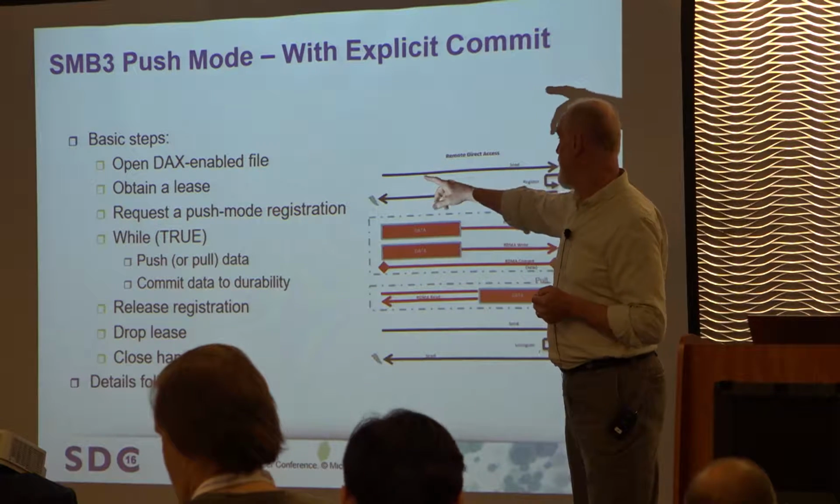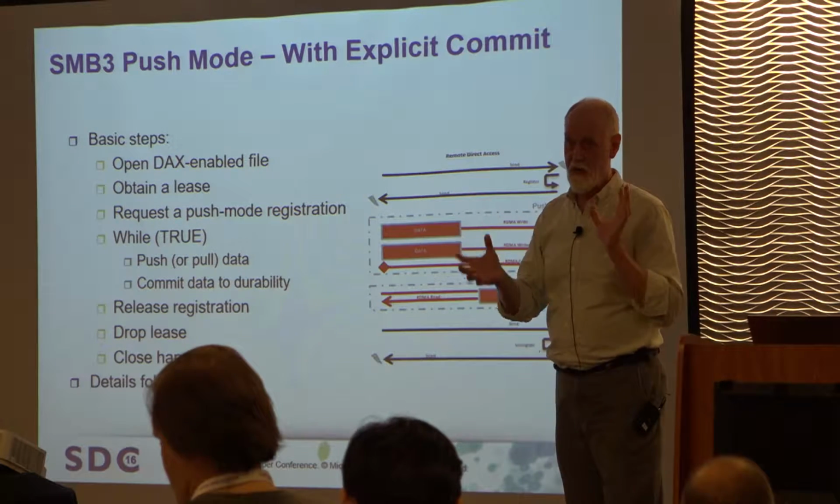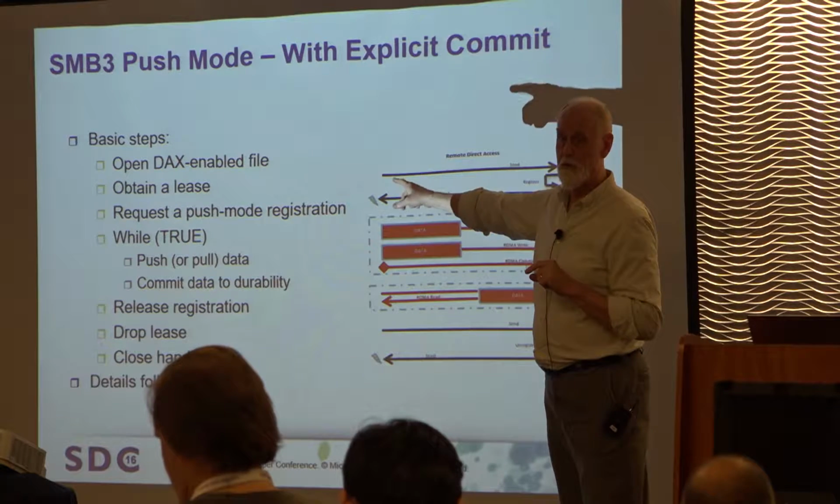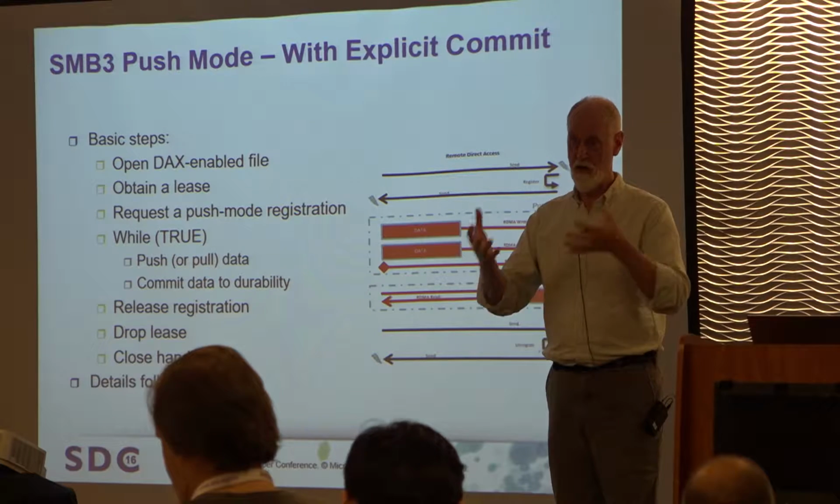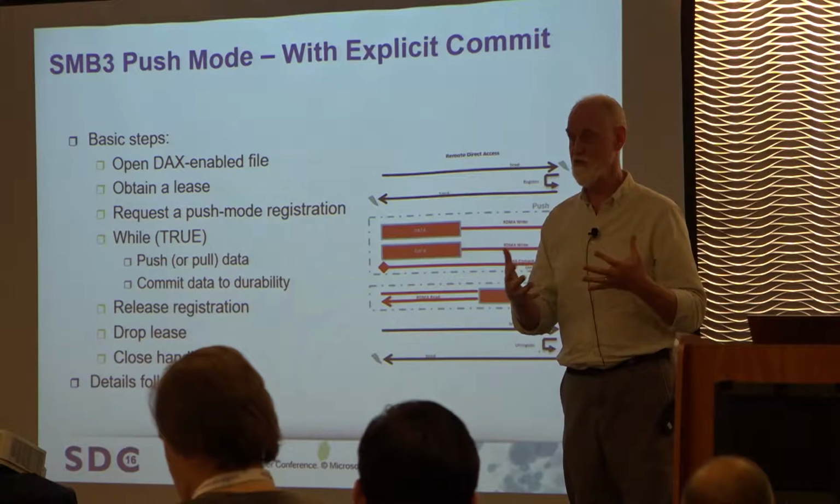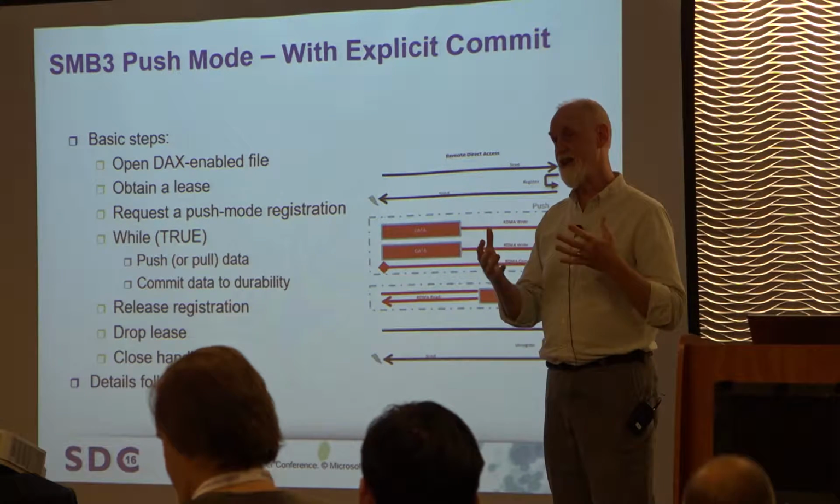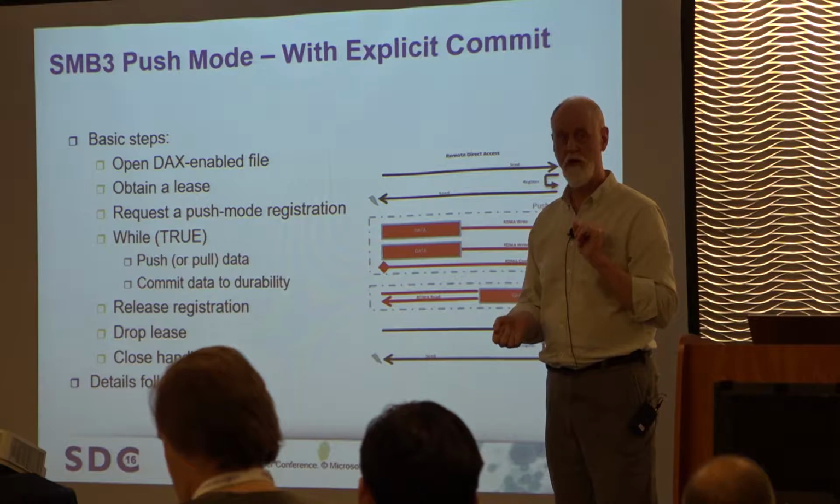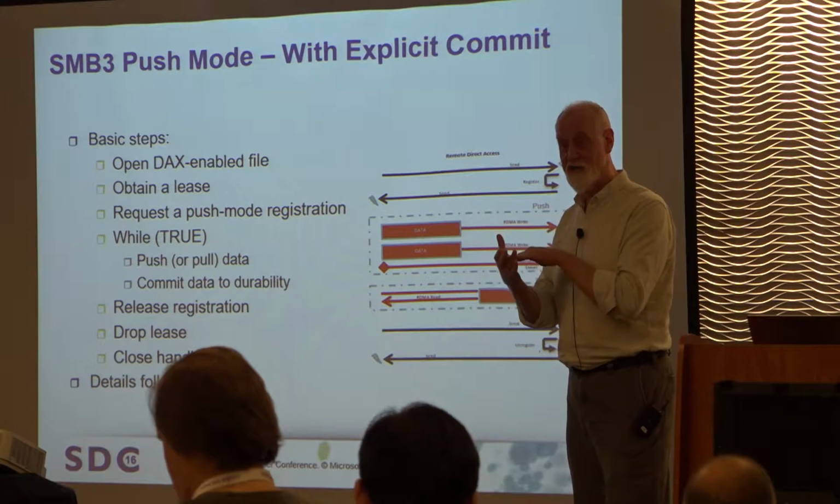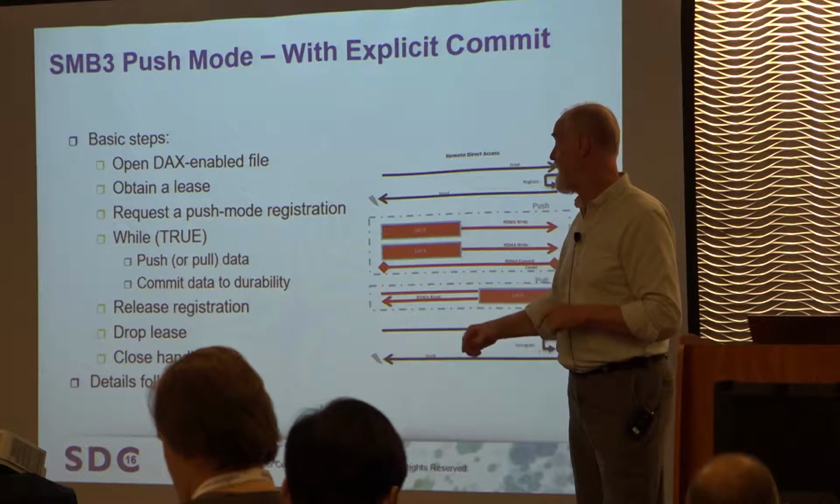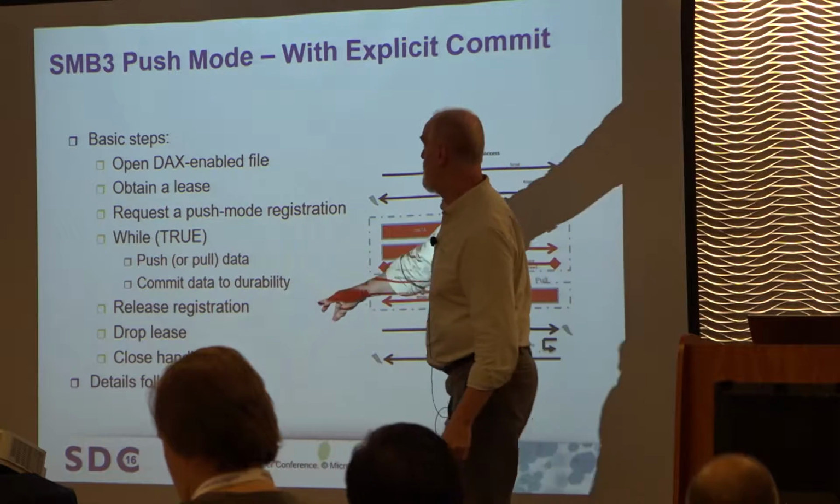So once again, we would use SMB3 in this case to open a DAX-enabled file, one of these direct access files. It's literally persistent memory mapped into the host's address space. So when you write it, you're just loading and storing in memory, okay? So then, instead of loading and storing from the processor, we're going to load and store from the NIC. We're going to perform RDMA writes to push.